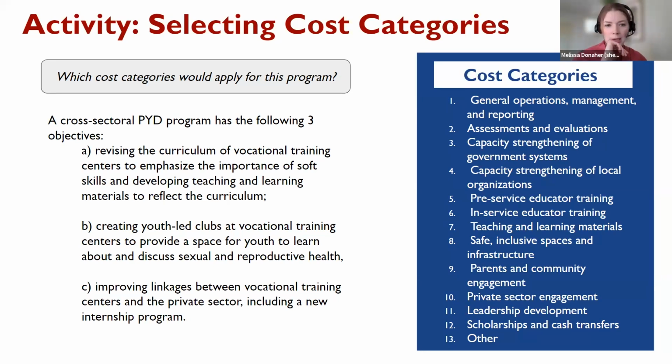But I see a couple people are putting in 7. 7 and 8 I've seen so far. Does anyone want to share either in the chat, or you can come off mute, of why you think 7 and 8 would apply for this activity? So 7 is teaching and learning materials, and 8 is safe, inclusive spaces and infrastructure.